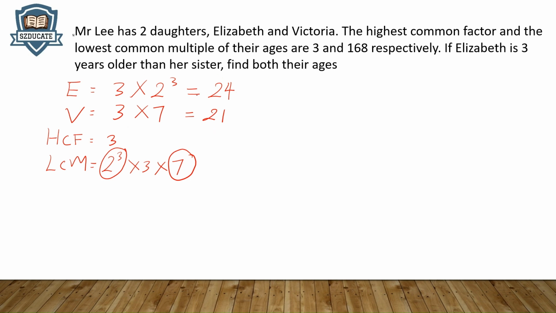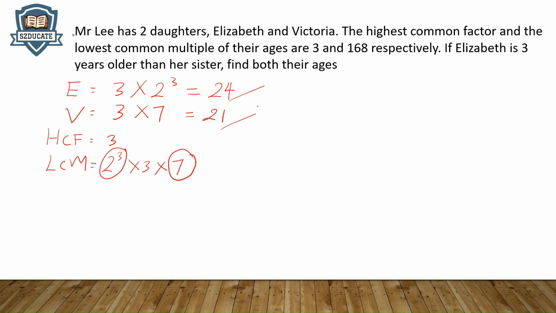Then we double check again, do a logic check whether it satisfies the question. If we base on this, the HCF is 3, agree. LCM is 2 cubed, yes, because V doesn't have 2 cubed. And then common factor 3, yes. And then 7, only Victoria has 7, E doesn't have, so it's 7. So that's it, it satisfies both. The answer is just 24 and 21.